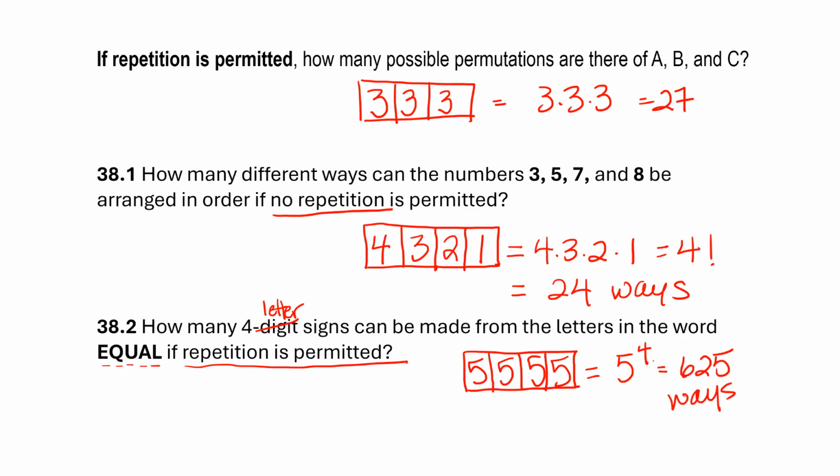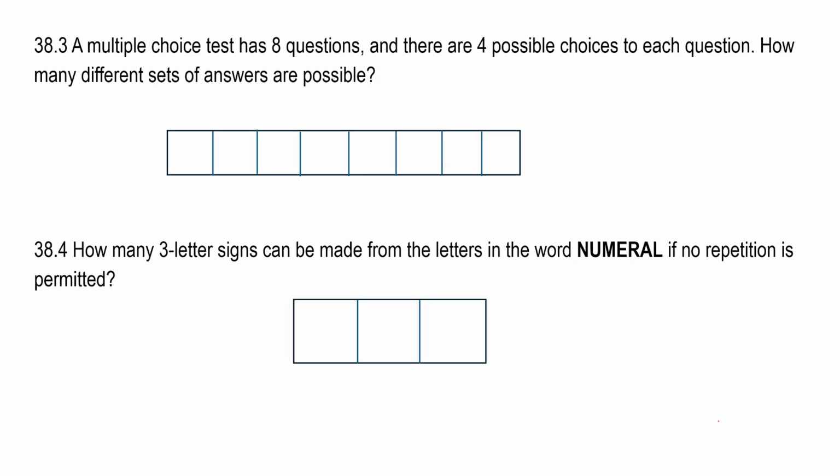Or you could say signs, because that's the question. How many different signs could you make? 625 different ones. Okay, a multiple choice test has 8 questions, and there are 4 possible choices to each question. How many different sets of answers are possible?